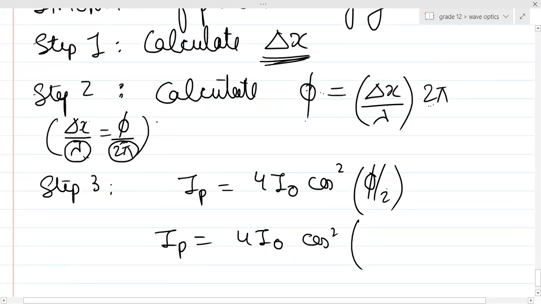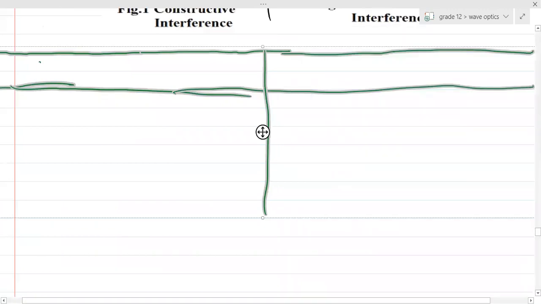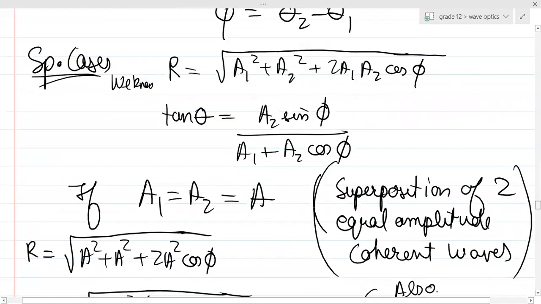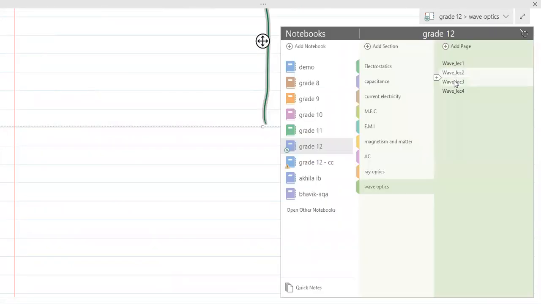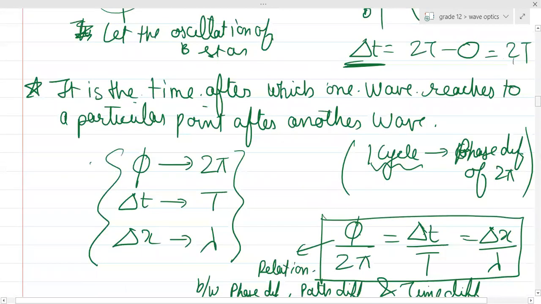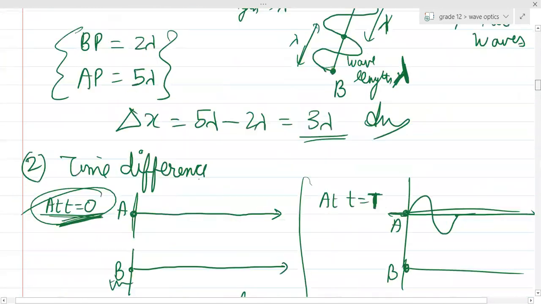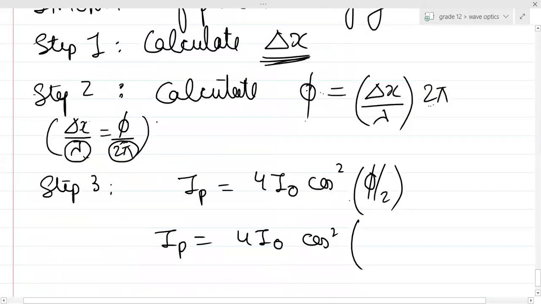We did it for standing waves, right? We did this last year for standing waves. We have done it again now, in the third lecture, where we discussed the intensity part. Yeah, I remember. So the same thing applies over here.